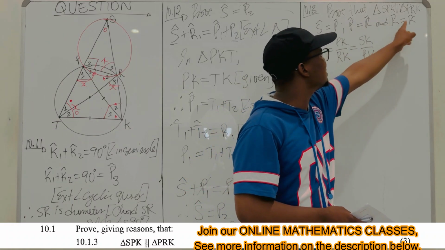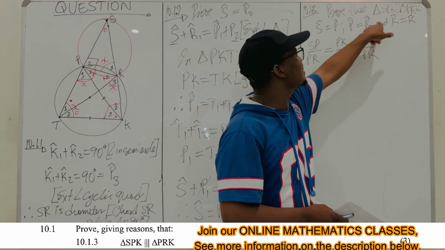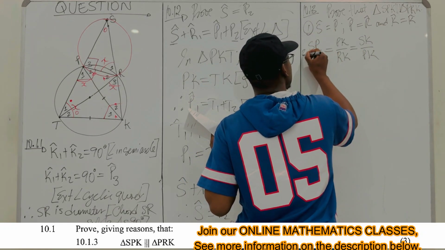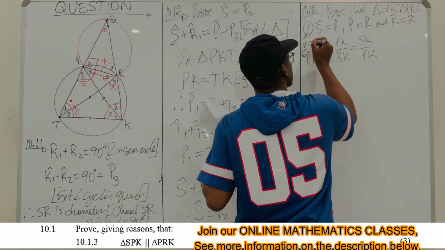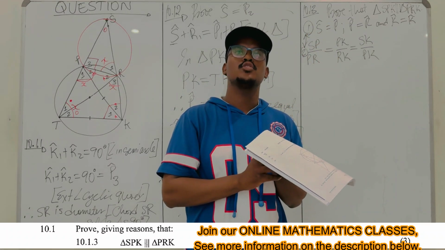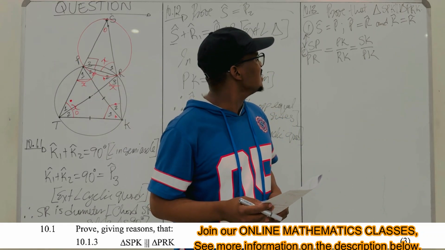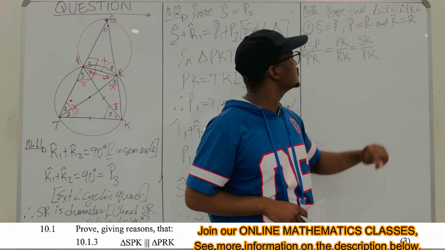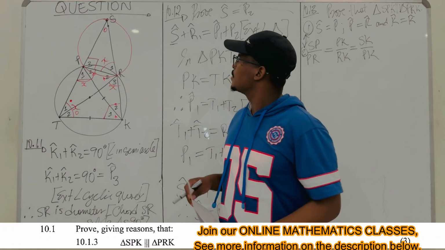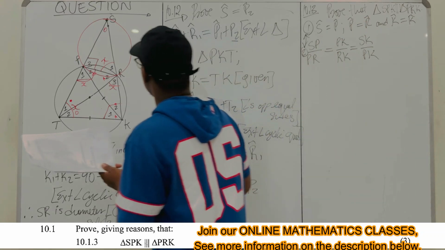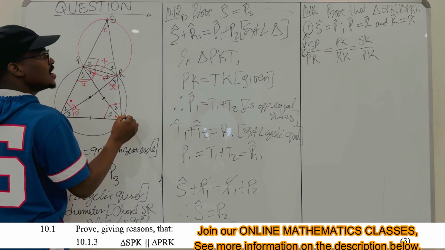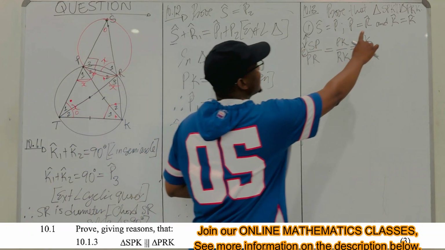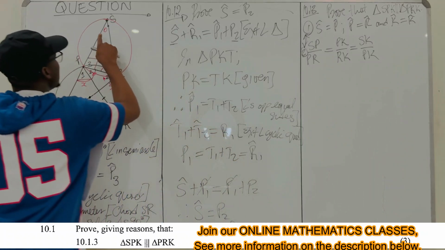And once you show this, that one is also true. If you can show this property, that one will hold. Doesn't matter which property you use, it should be fine. So in this case, because we've been working with angles, nothing about sides, I'm going to use that. Look at angle S and angle P. We say triangle SPK and triangle PRK. So look at angle S and angle P.